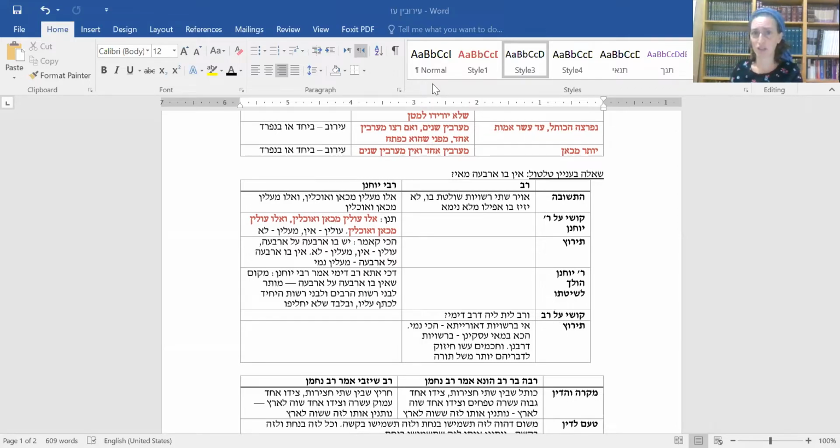So that's our basic structure for the next section. Okay, so let's read. Ein bo arba amai, amar Rav, avir shtei reshiyot sholetet bo, and therefore lo yaziz bo afilu meloni ma.